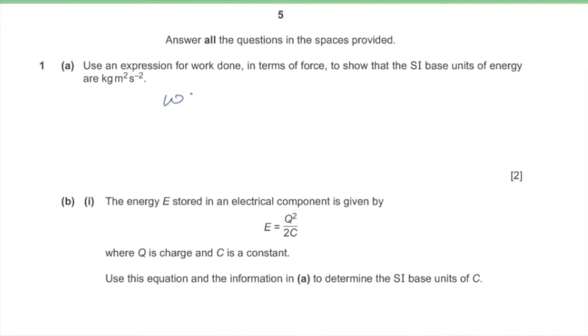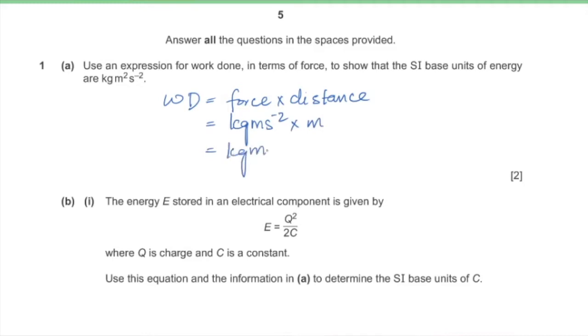So work done is equal to force times distance in the force's direction, where force has SI base units of kilograms meters per second square and the unit for distance is meters. Hence, for work done or energy transferred, the SI base unit is kilograms meters square per second square.